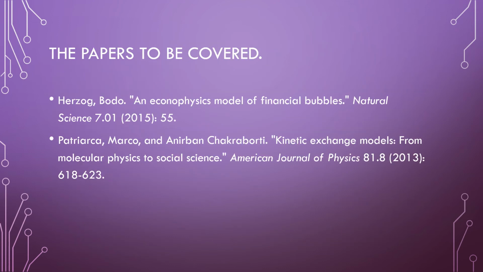So these are the two papers that we're going to be covering. This is called an econophysics model of financial bubbles. Again, you see it's published in Natural Science, not an economics journal. And the second one, which is really a class of models, is something that we want to look at: kinetic exchange models from molecular physics to social sciences, and that's published in the American Journal of Physics.